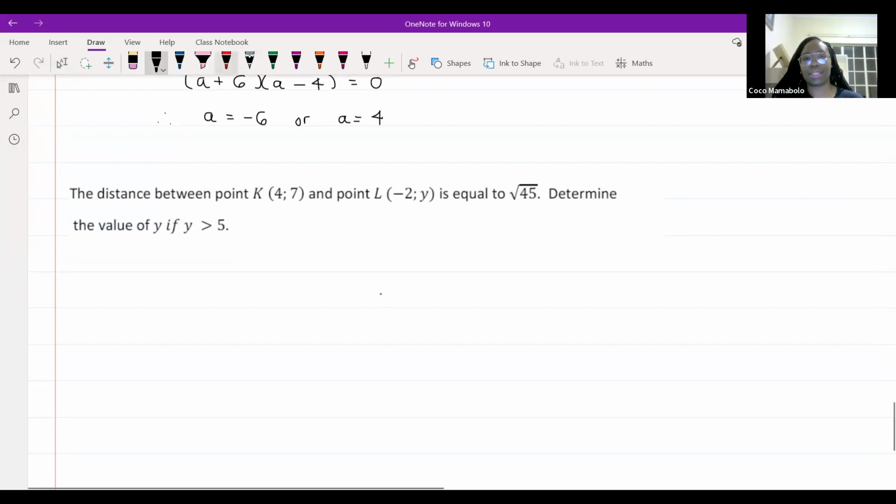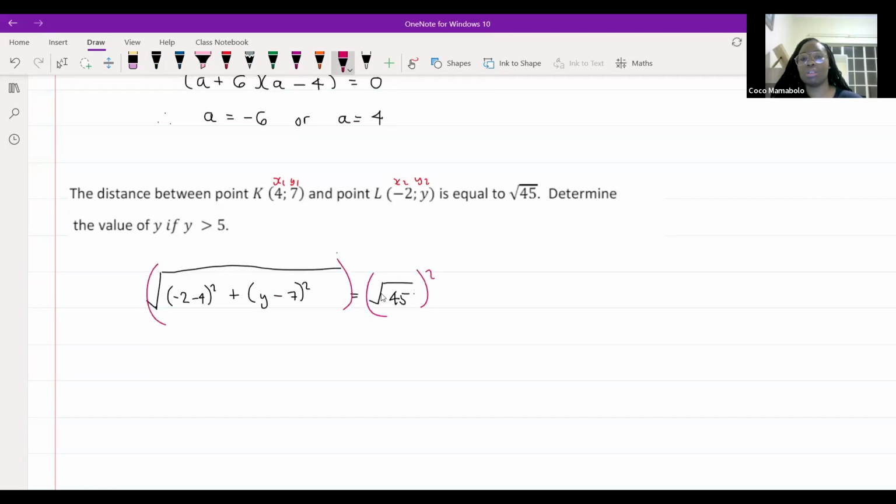I'm going to do the exact same thing all over again, guys. X1, Y1, X2, Y2, as usual. The only difference is we're only going to be able to accept one answer. So I'm going to get -2 minus 4 all squared plus y minus 7 all squared is equal to root 45. Then we're going to square both sides. I should then get -2 minus 4 is -6 all squared plus y minus 7 all squared is equal to just 45.